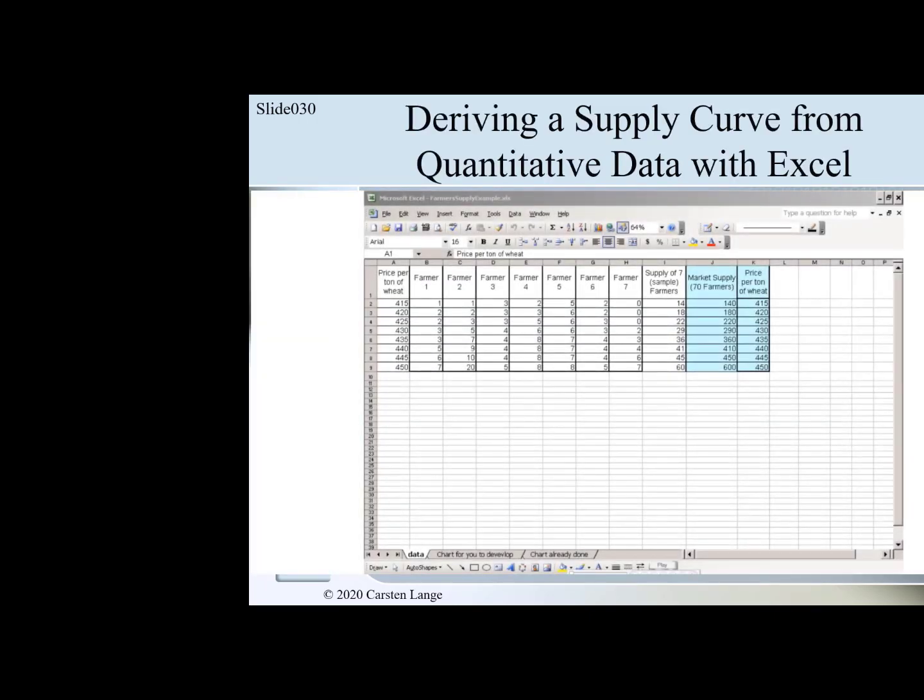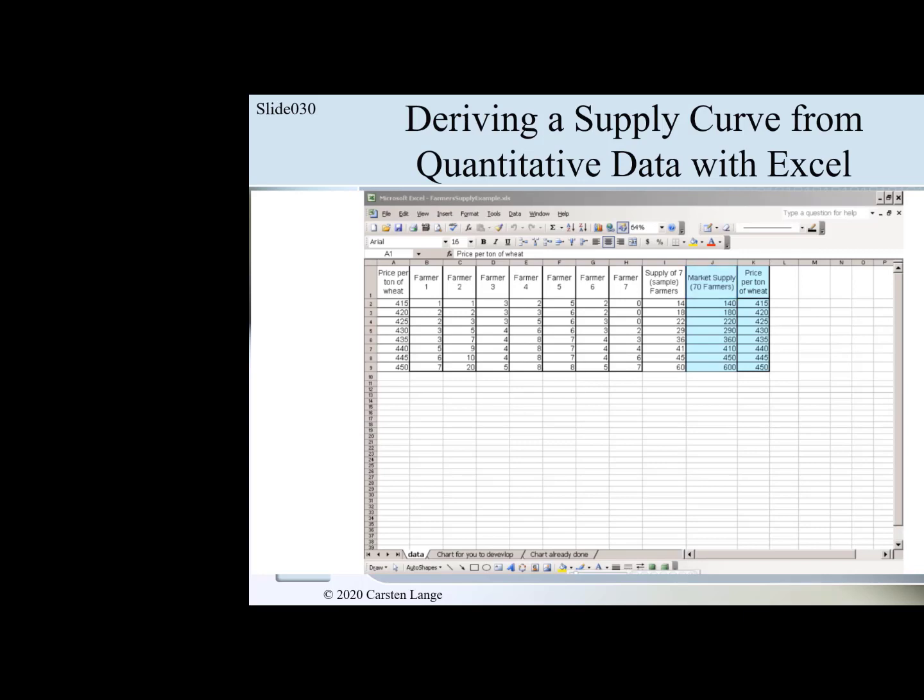This is an example of how we can derive a supply curve from empirical data using Excel. In this example, we assume that we have a valley with 70 farmers. And we want to find out what is their supply schedule for the whole market, for the whole valley, and we want to derive a supply curve.